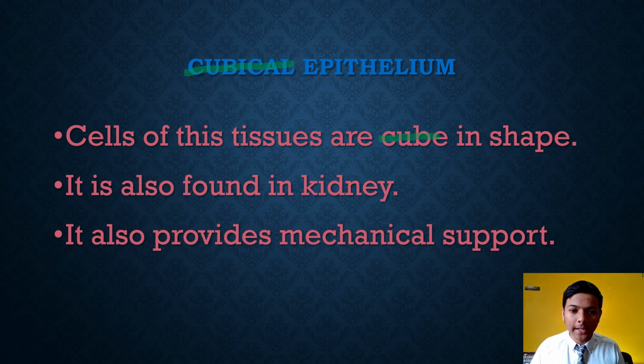In cuboidal epithelium, cells of these tissues are cube in shape. From the name only we get an idea that these cells are of cube shape. It is found in kidney, and it provides mechanical support.